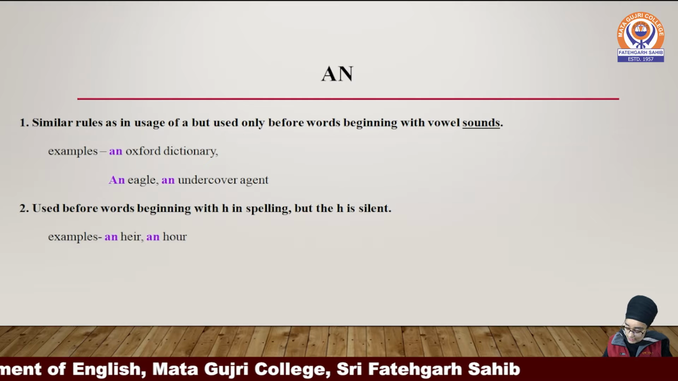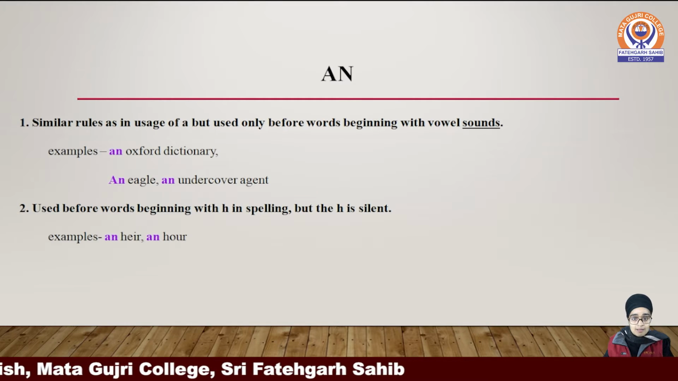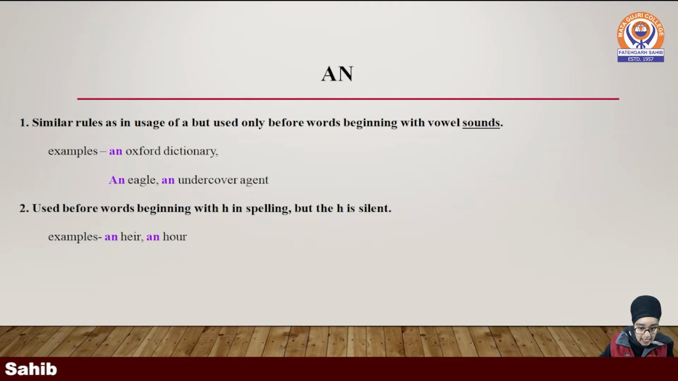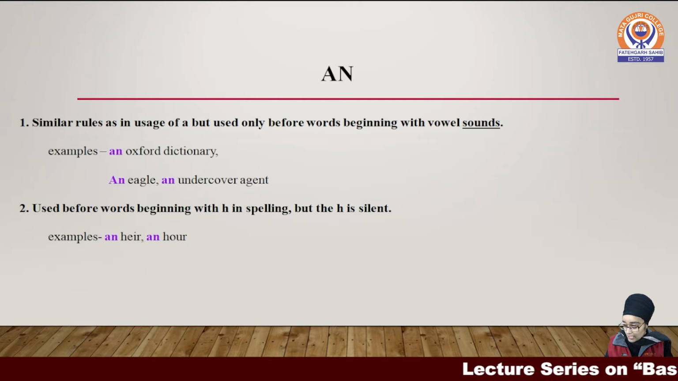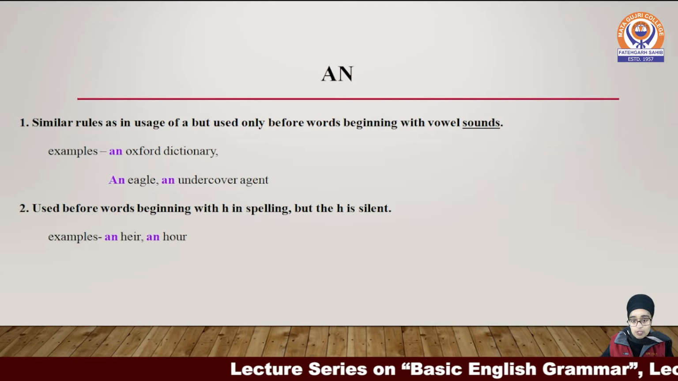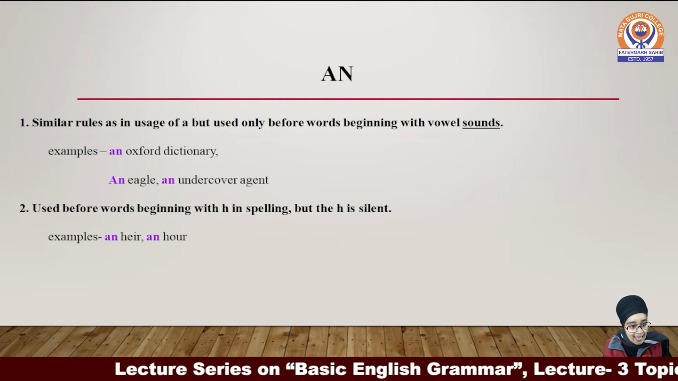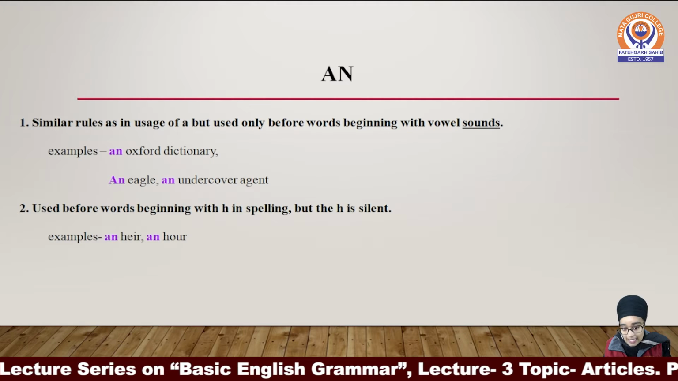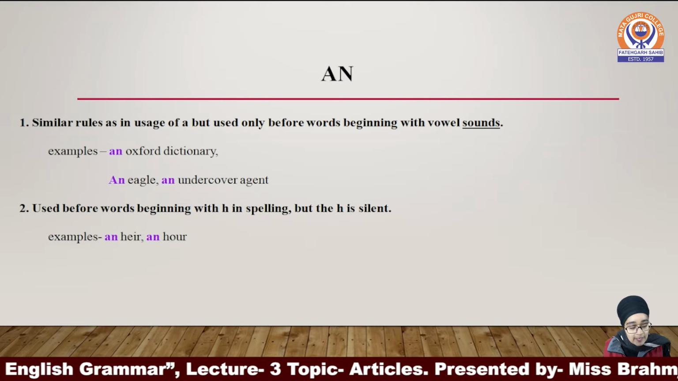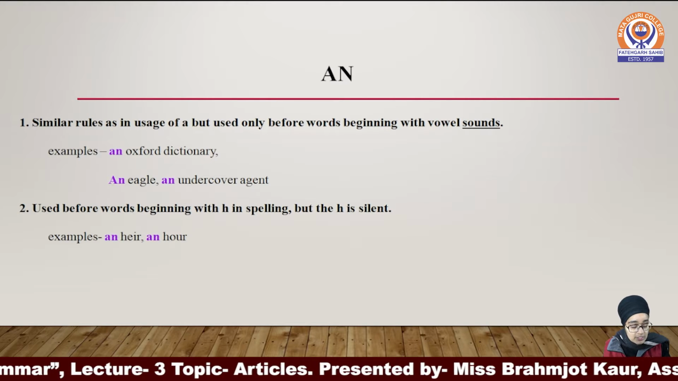Now coming to an. Now a and an, both of them are indefinite articles. So the usage of a and an, the rules are similar. The only difference is you use the article a for nouns beginning with consonant sounds. And likewise, you use an when you are using it before words which begin with vowel sounds. So an is used in similar ways as a, but before words beginning with vowel sounds. Examples: an Oxford Dictionary, an eagle, an undercover agent.